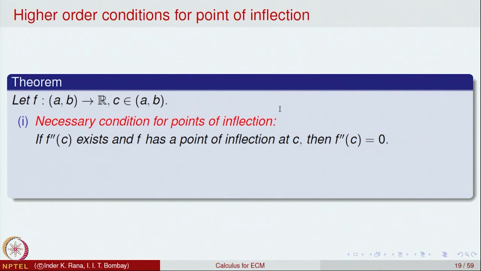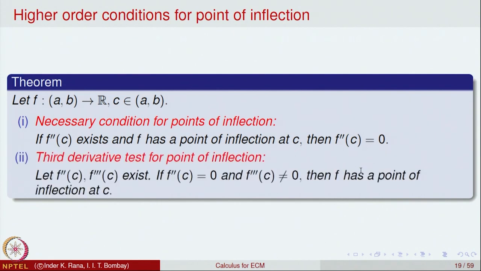A similar theorem holds as a necessary condition for points of inflection. It says that if f double dash exists and it is a point of inflection, both these conditions being true, then the second derivative will be equal to 0. That means if the second derivative of a function exists, to locate the possible points where the function can have points of inflection, you have to solve the equation f double dash x equal to 0, find those points, and then analyze whether these points are points of inflection or not by our previous conditions. We can also have a third derivative test for point of inflection, like you had the second derivative test for local maxima and minima.